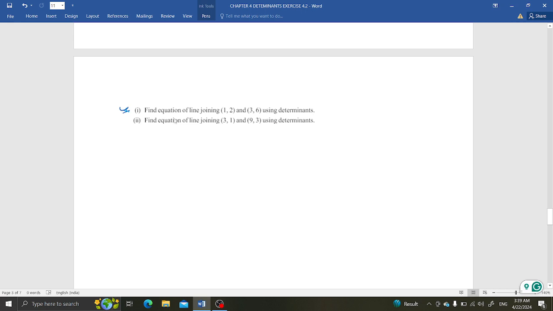Here also there is another application of the determinant: find the equation of the line joining 1 comma 2 and 3 comma 6 using the determinant. This concept I already gave you. Here you have the point 1 comma 2, assume it is point A, and here you have point B, 3 comma 6. They are asking for the equation of the line joining these 2 points. I am doing the first question here; the second question you need to do by the usual method.